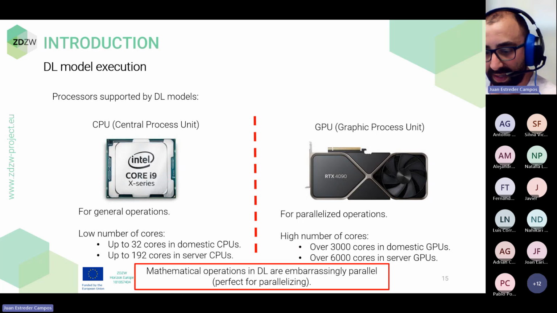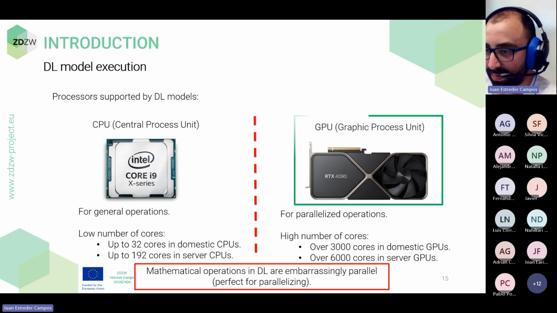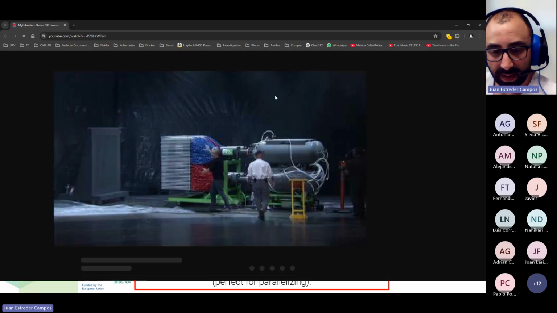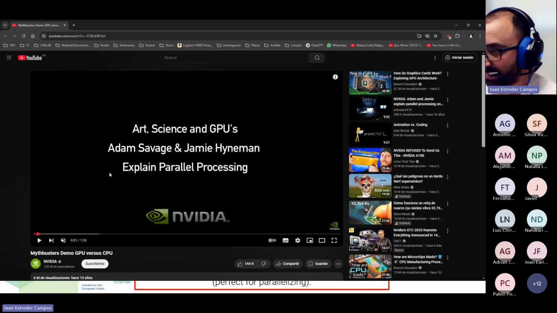The mathematical operations in deep learning are perfect for parallelization because they are independent, as we saw in the last slide. So for this reason, one of the best options to run these models is the GPU. Here I want to show you a video about the difference between the GPU and the CPU in how they process this data.